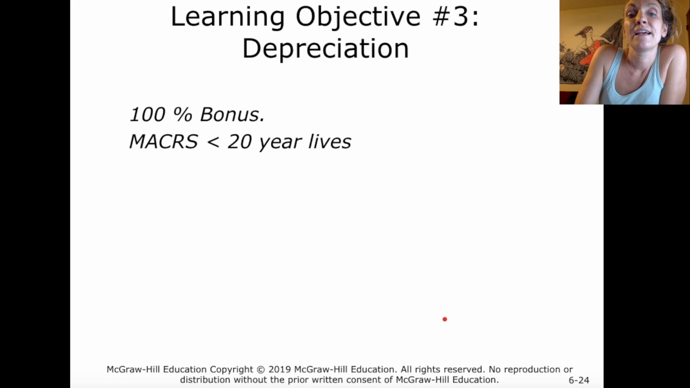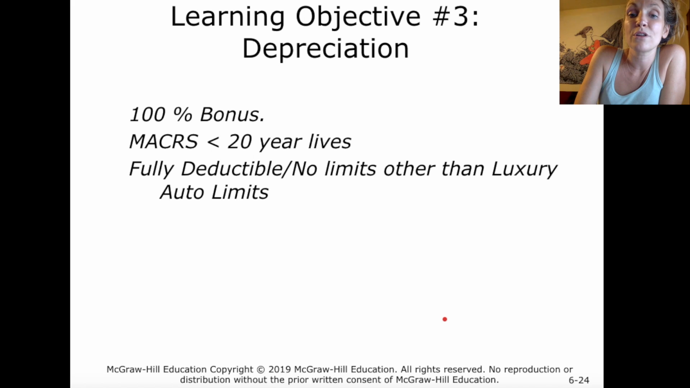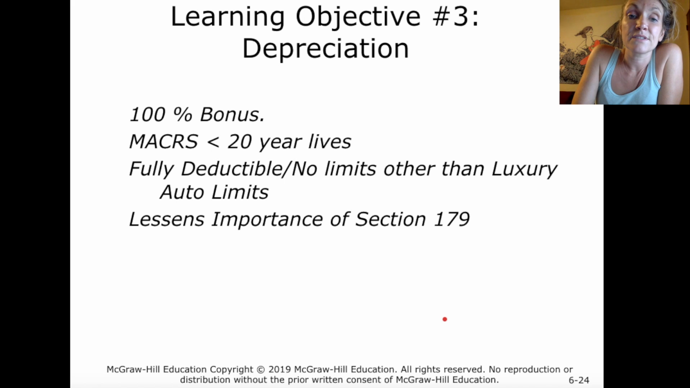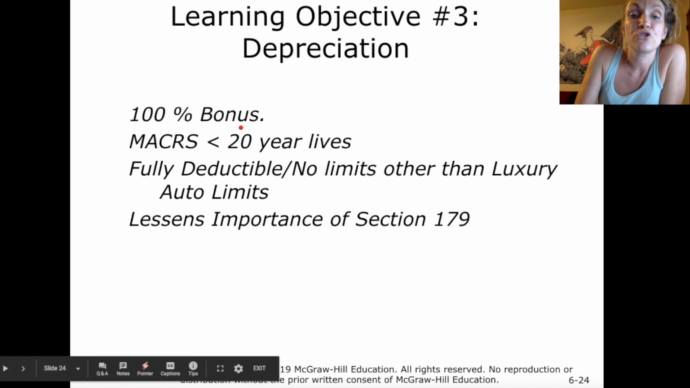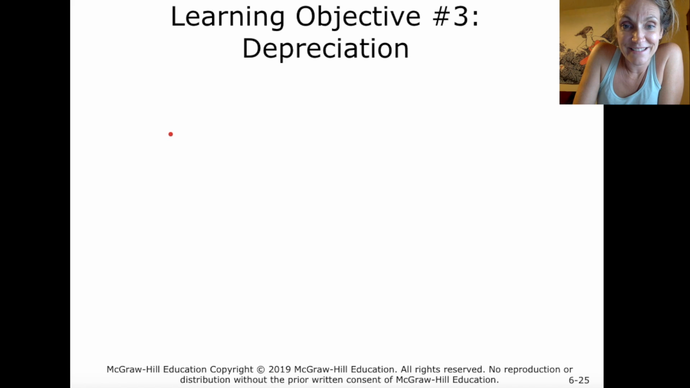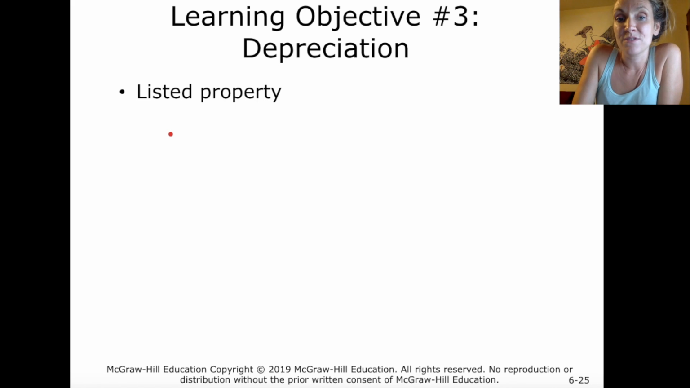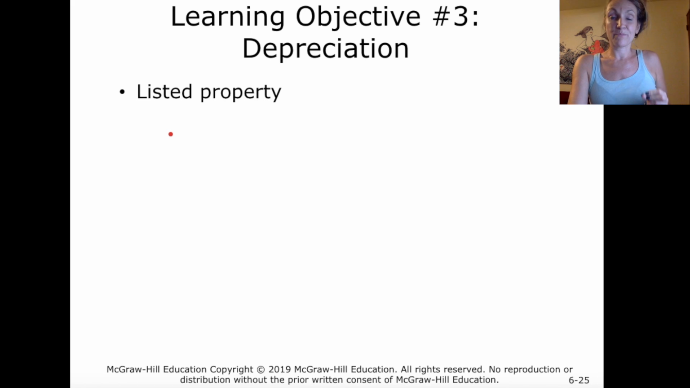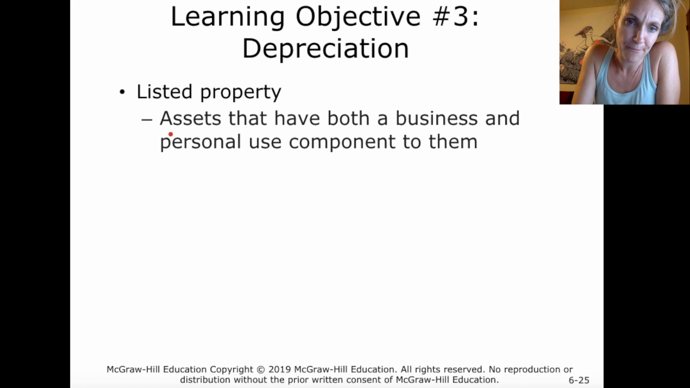So 100% bonus is for assets with less than 20-year lives, fully deductible, no limits other than for luxury automobiles, which means that they cost more than a threshold amount. This lessens the importance of Section 179 because every asset can choose bonus, and 100% bonus is just the full asset. This was all part of the 2017 Tax Act and Jobs Act. Now, we've had these types of deductions, but they worked a little bit more strategically.